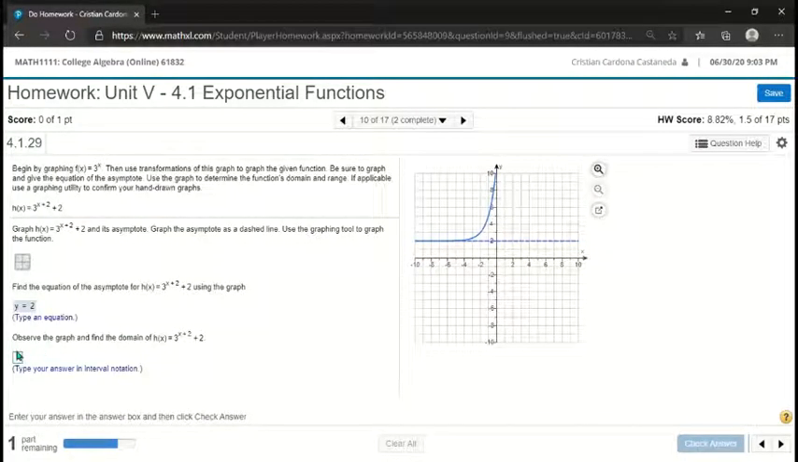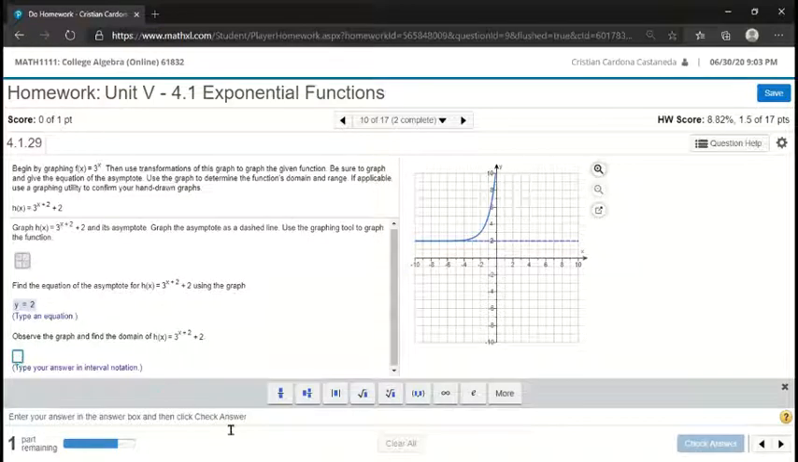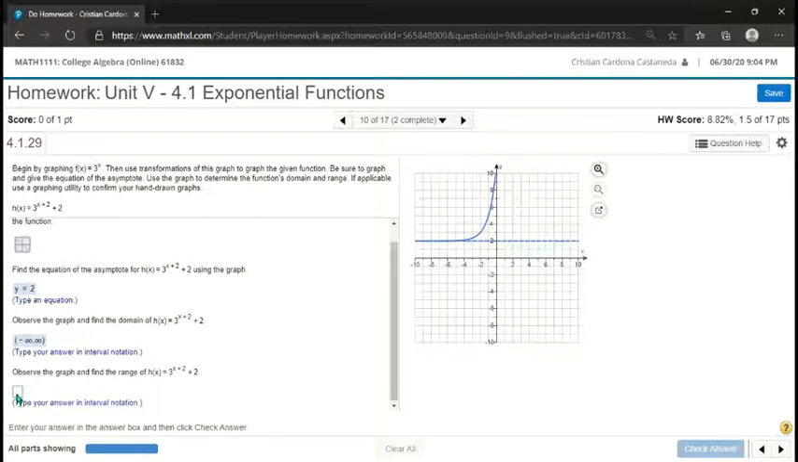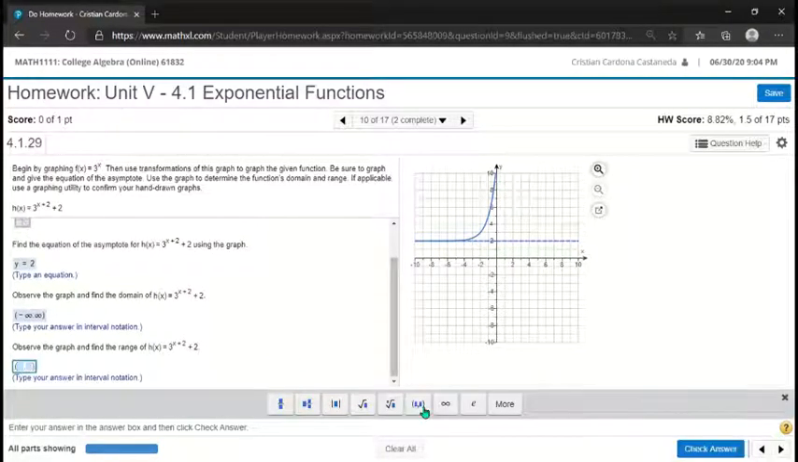Then we're going to type the domain, which is which x values we can plug in, or over which x values the graph happens. It happens all the way from the left to all the way on the right, so from negative infinity to positive infinity. And then we're going to type in the range, which is which y values or outputs we can actually get. If I go from the bottom all the way up, the first value that I encounter is the value 2, not including it, right? And then all the way up to infinity.